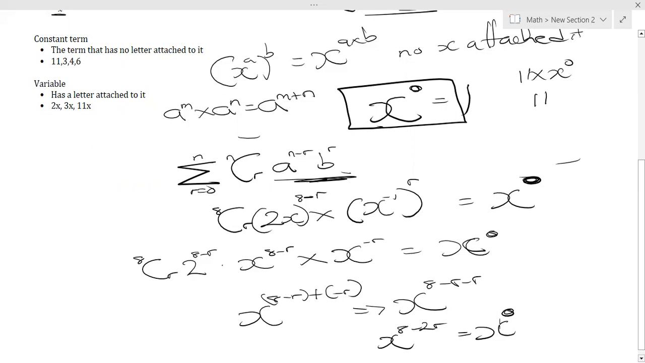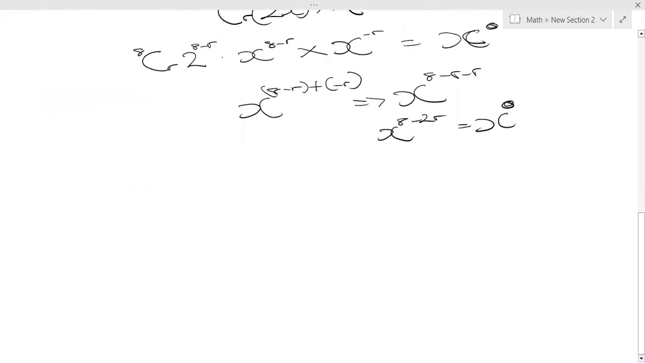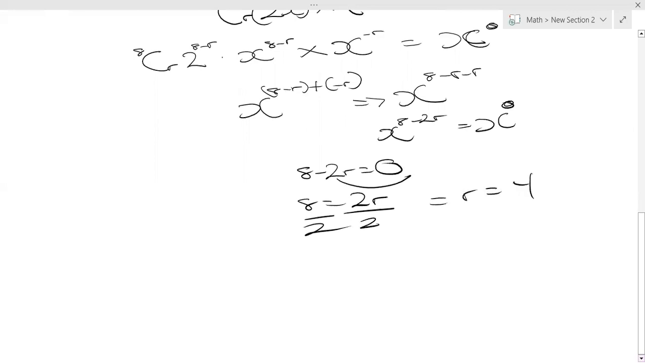All right, x raised to power 0. Okay, and then so we can ignore the x now and say, okay, 8 minus 2r is equal to 0. So I think you already know the answer. So it means that 8 is equal to 2r. We'll bring it here, divide both sides by 2. Our r is 4. Okay, so it means our r is 4.